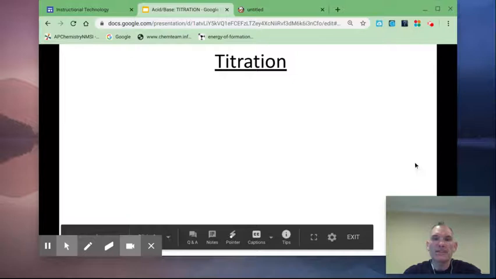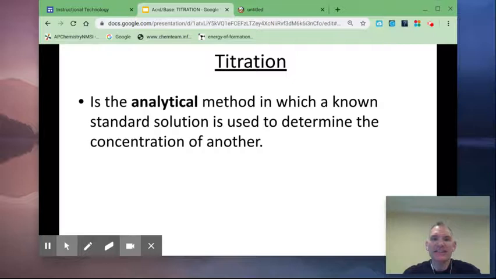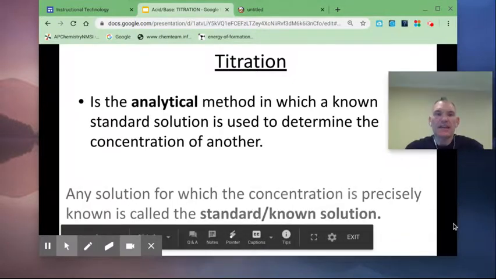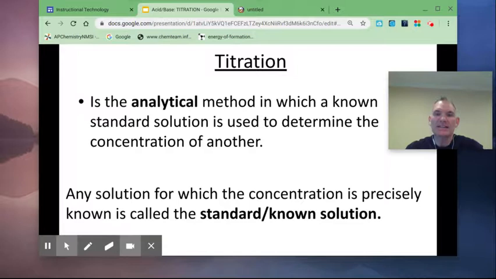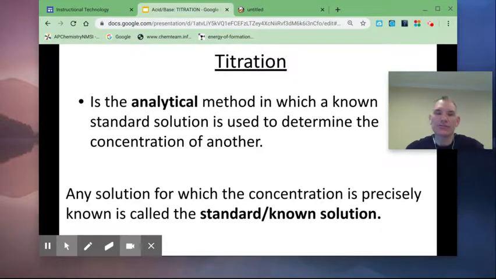When we're talking about titration, we need to understand what it actually is. Titration is the analytical method in which a known standard solution is used to determine the concentration of another. So any solution whose concentration I already know is called the standard solution, or the known solution. A lot of times in these problems, they'll talk about a standard solution. It's standardized, which means we know exactly what the concentration of the acid or base in solution actually is.